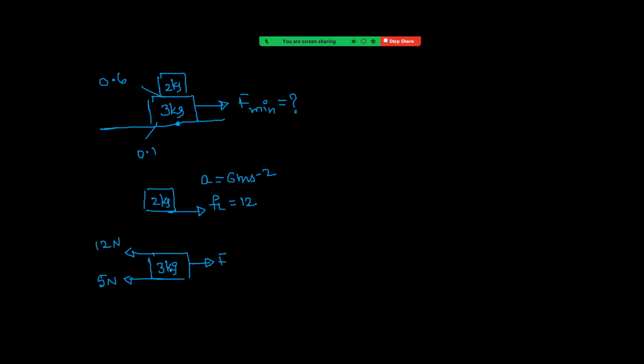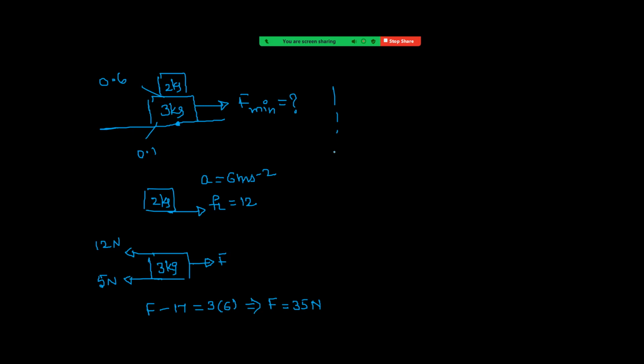So the only change is one extra force. Now net force equal to F minus 12 plus 5, that is F minus 17. Net force equal to mass into acceleration. Up to 6, both are moving as a whole. Therefore, F equal to 3 into 6, 18, plus 17, that is 35, right? That is the minimum force we have to apply.